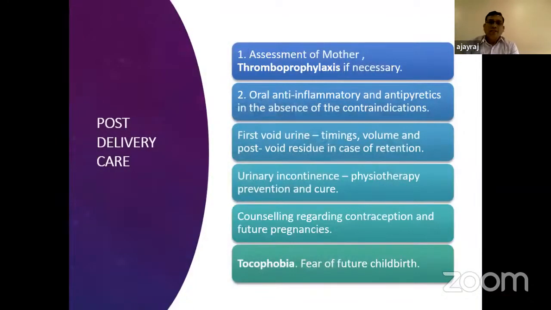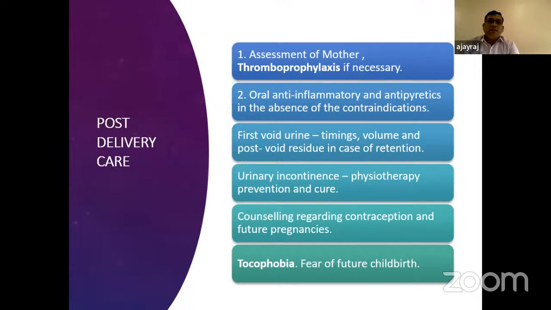Post-delivery care is also an important part. Assessment of the mother: vitals, then the uterine action, PPH, any lacerations. Thromboprophylaxis if necessary, in cases where the patient is obese or having complications, other medical conditions or PIH. Then oral anti-inflammatory and antipyretics in the absence of contraindications.